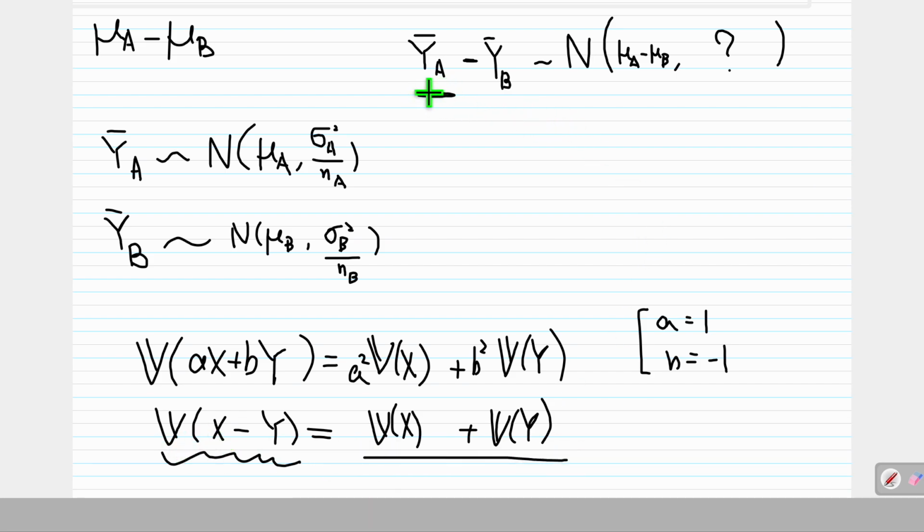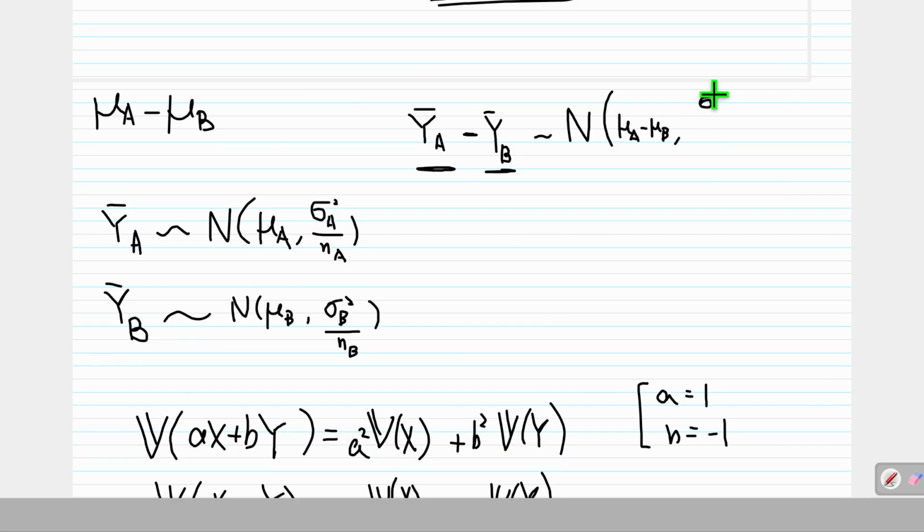So now we have one random variable, another random variable. This one, the variance is this term. This one, the variance is this term. So what will be this question mark? It will be this number plus this number.